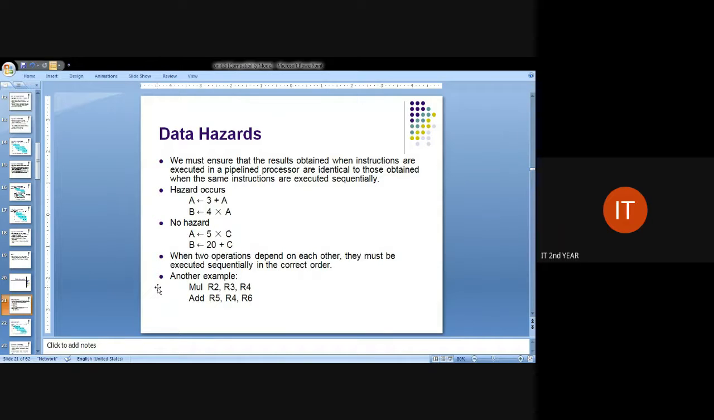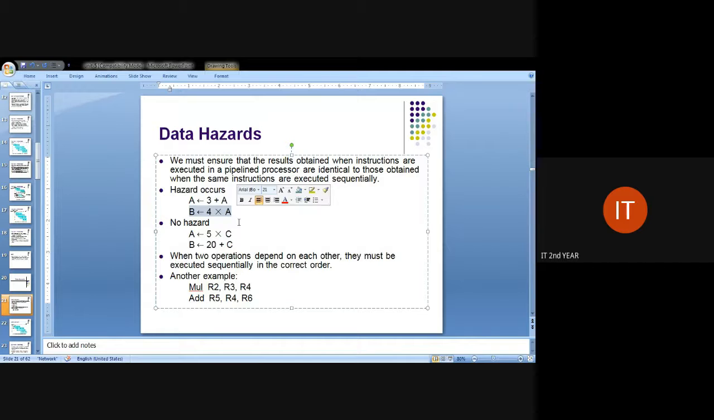So consider this example: A = 3 + A and B = 4 * A. In order to execute the B instruction, the A instruction should be properly executed first. Then only can we process it. For example, here A = 5 * C and B = 20 + C. When two operands depend on each other, there must be a sequential execution in proper order.